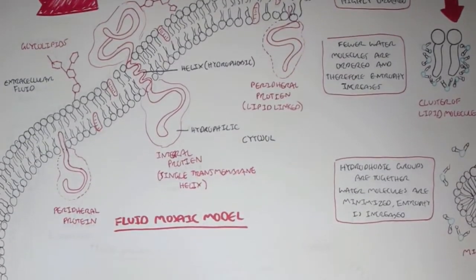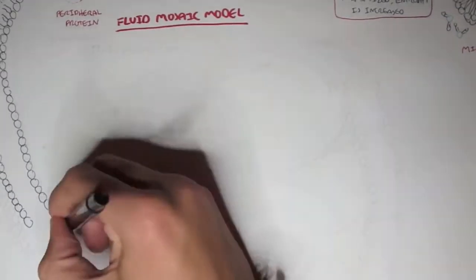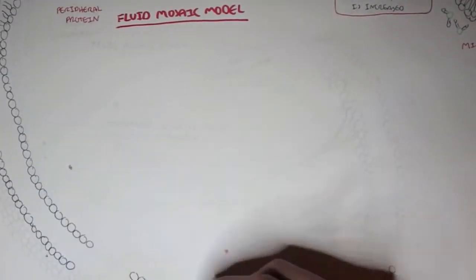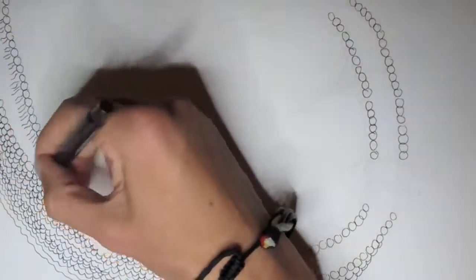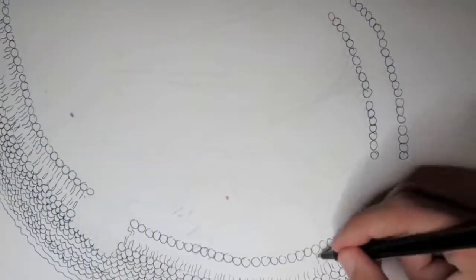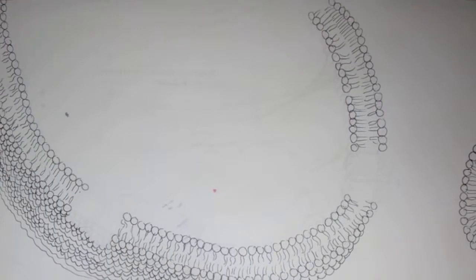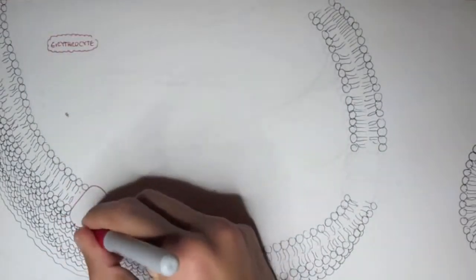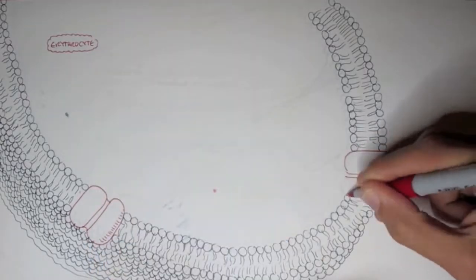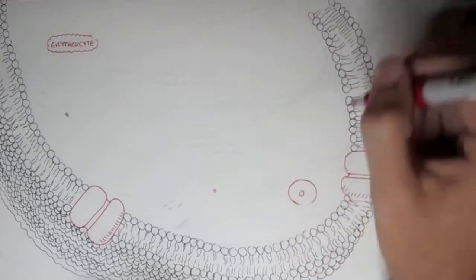So that's all we're going to talk about on the fluid mosaic model, and we'll look at each of these structures more closely later on throughout this series. But for now, let's look at the structures within the inner leaflet of the cell membrane, so in the cytoplasm. And we're looking at a specific cell called an erythrocyte, which is a red blood cell. Erythrocytes contain ion channels, which control the movement of ions in and out of the cell, for example. And here's an ion channel.